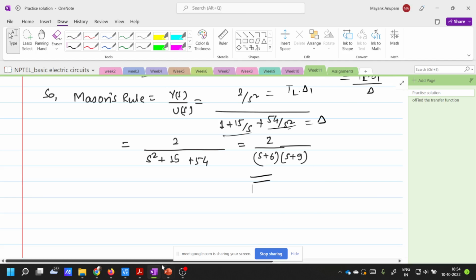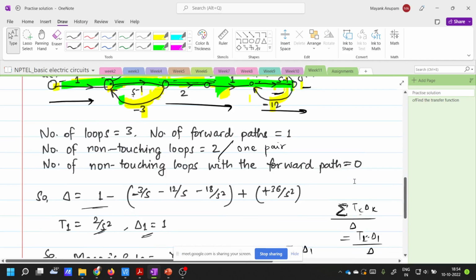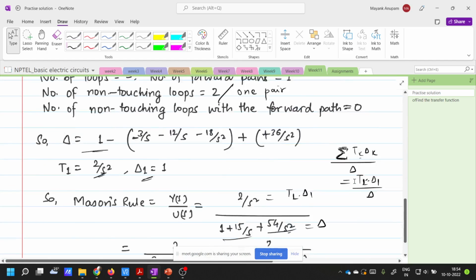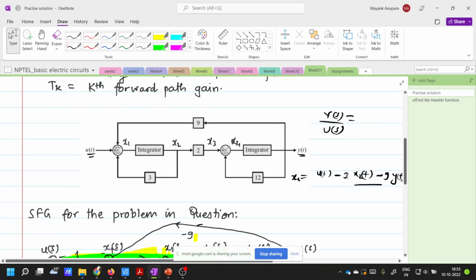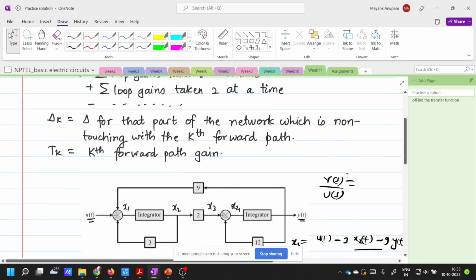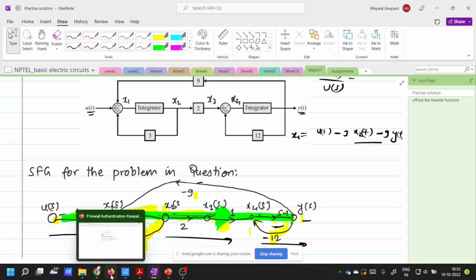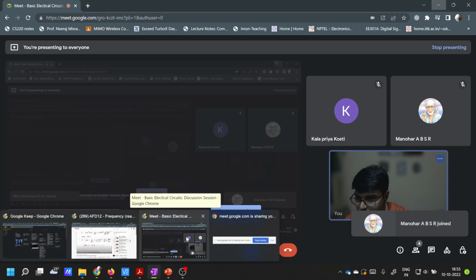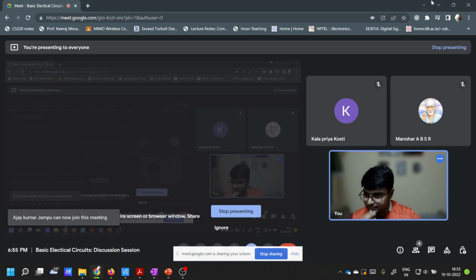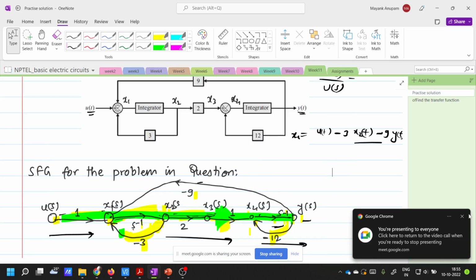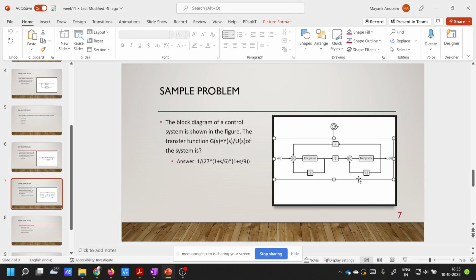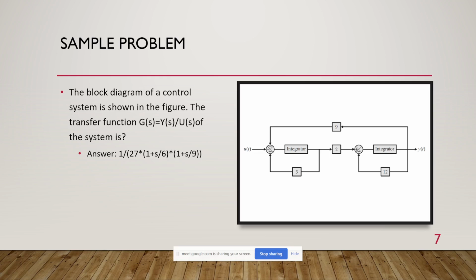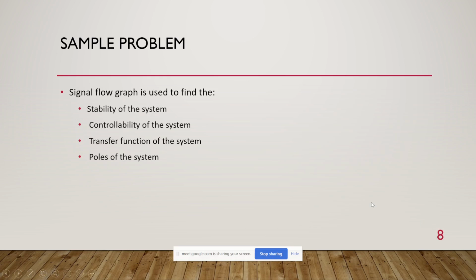Okay, so any doubt in this question? This was kind of a long question. I wanted to discuss it well, because this is an important one, application of Mason's rule. So are you clear on this question? Okay, fine. So let's move on to the next question, the final question for today.